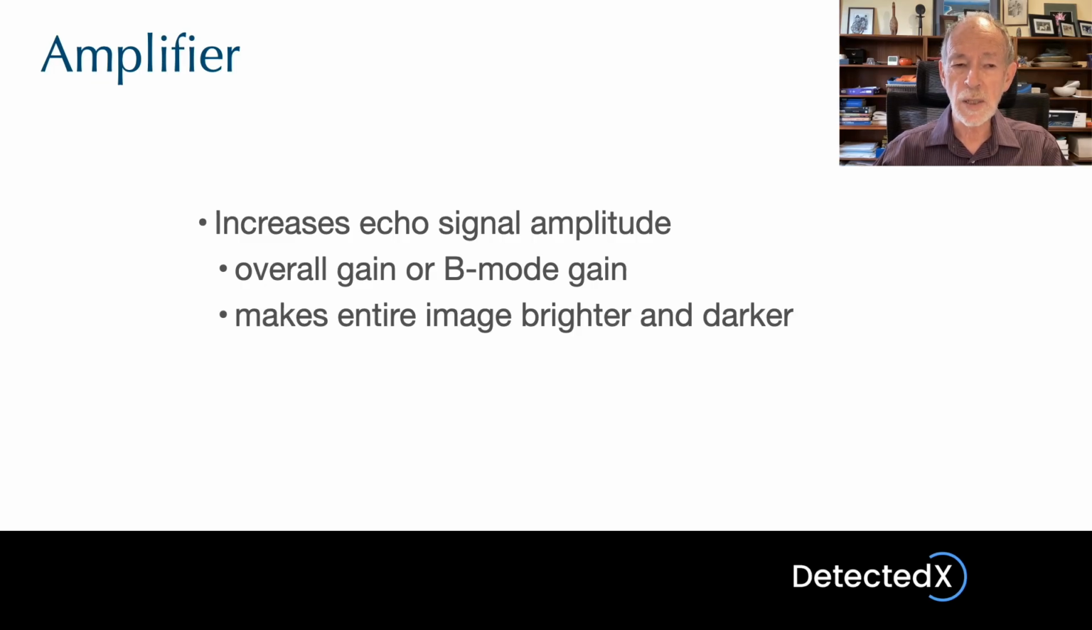So an amplifier simply makes the echo signal larger, and it does this regardless of what depth the echo is coming from. So it's referred to as the overall gain, or sometimes the B gain or B mode gain control. So you can increase and decrease the amount of gain or amplification in order to get the right level of brightness in your image. Decreasing the gain control will of course make the entire image darker, increasing it will make the whole image brighter.